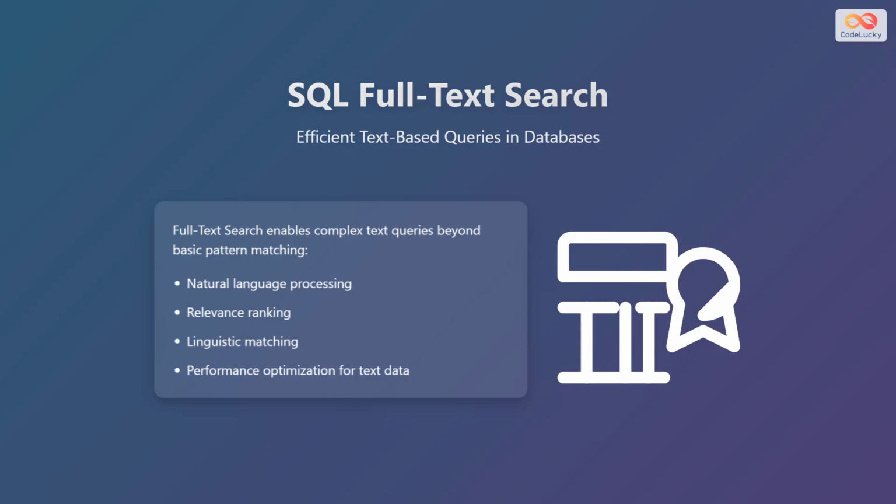Structured Query Language Full-Text Search allows complex text queries beyond simple pattern matching. This includes natural language processing, giving the database the ability to understand and interpret human language. It also provides relevance ranking, ensuring the most relevant results appear first. Full-text search offers linguistic matching, which accounts for variations in word forms and meanings, and performance optimization specifically tailored for handling large amounts of text data efficiently.